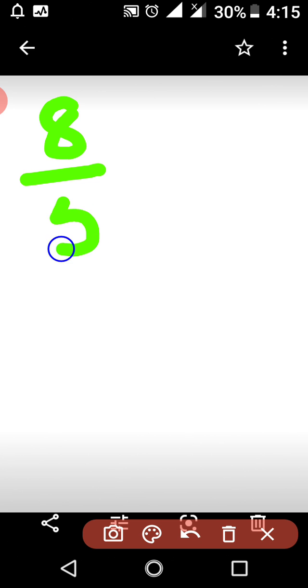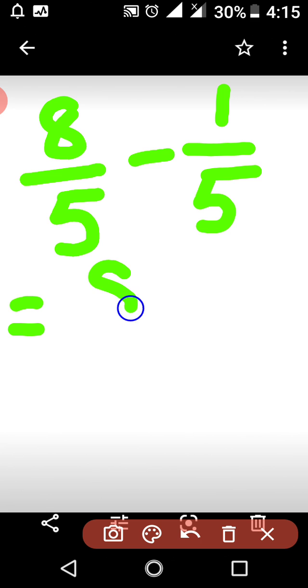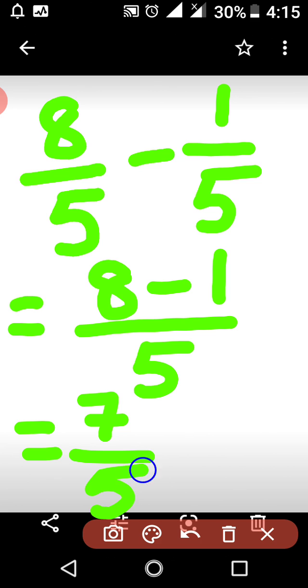8 by 5 minus 1 by 5. First check the denominators. Here the denominators are the same, which means these are like fractions. Then subtract numerators. 8 minus 1 whole by 5. 8 minus 1 is 7 by 5. So 7 by 5. Again check for a common factor for both numerator and denominator.